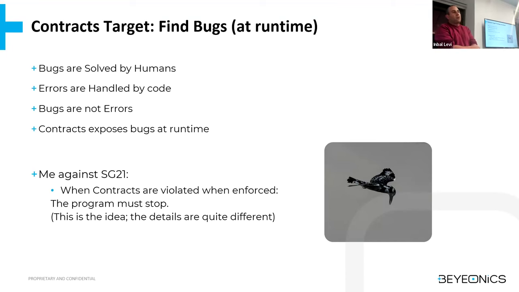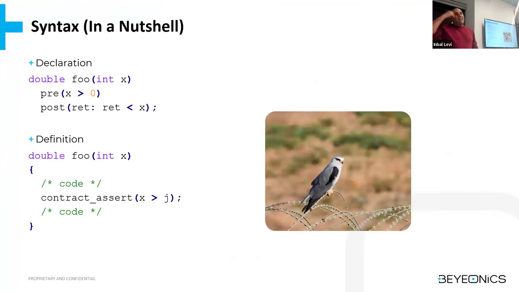But for me, contracts should not let you continue execution of the program once a contract was violated. For SG21, including Bjarne Stroustrup and other people, they say no, we have to go through the execution. We are not allowed to stop. Whatever happened, I want to continue execution. It's not my opinion. You are allowed to stop, you aren't forced to stop. And I want to force stop, and not disable the ability to continue. That's what I want.